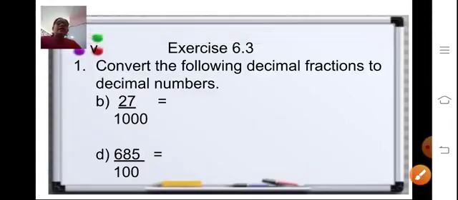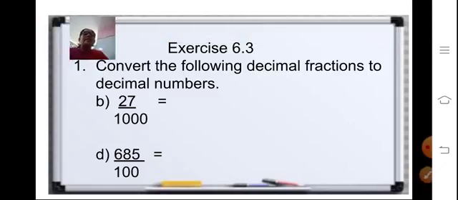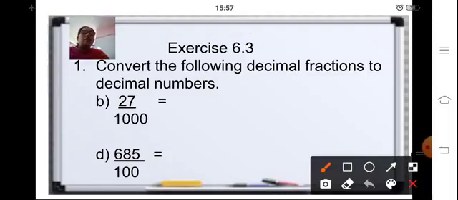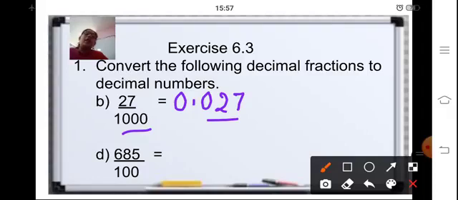Let us start with our exercise. It's quite easy. Exercise 6.3, which you have to do in your maths homework book. Convert the following decimal fractions to decimal numbers, the same way as shown in the examples. 27 upon 1000. 1000 has 3 zeros, so write the number 27 as it is. Now count 3 places: 7 is the first place, 2 is the second place, and the third place is not there, so you will add a 0. Then put a decimal point and then 0. So after the decimal point, there are the 3 places of the denominator.